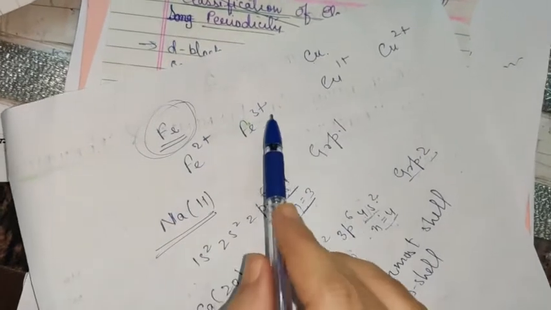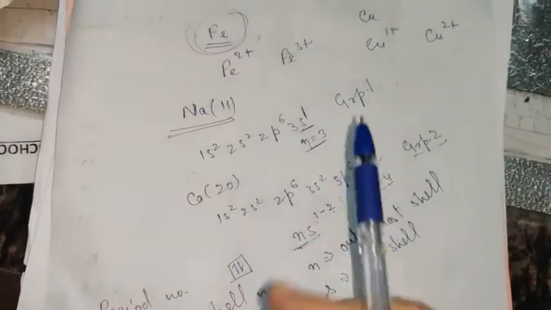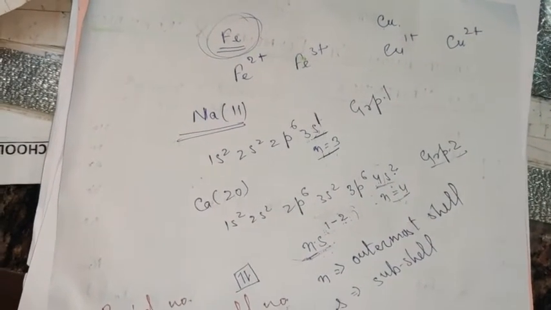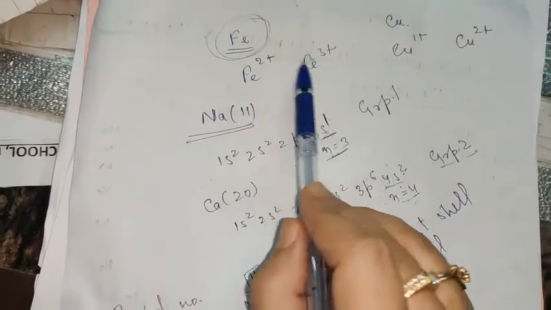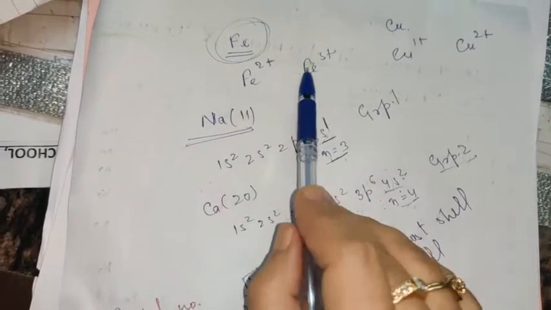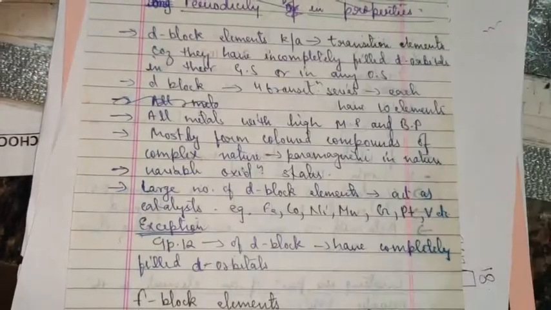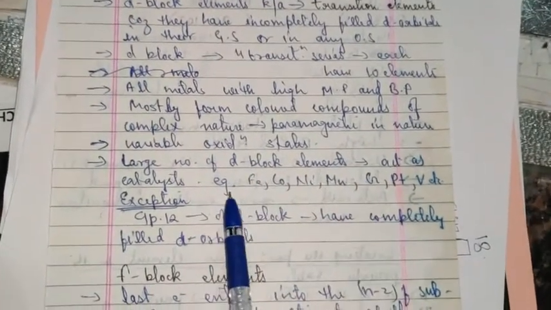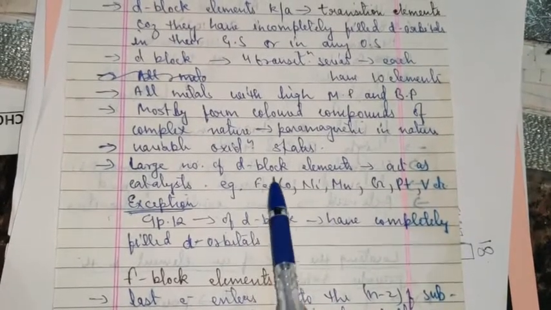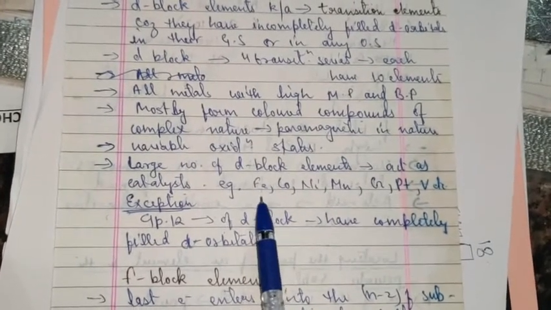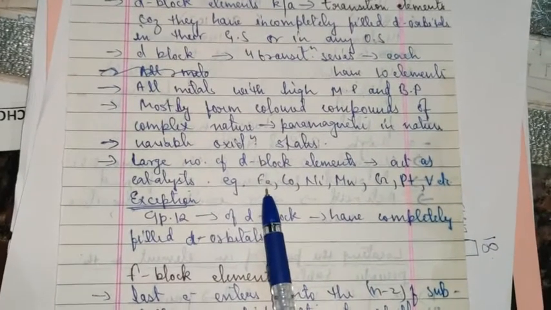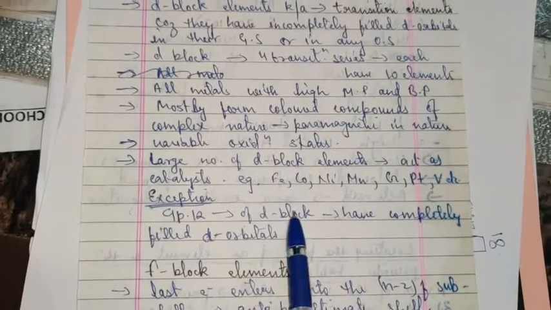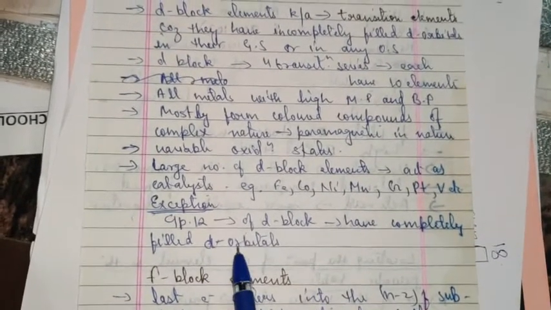So you will observe that most of the d block elements have variable oxidation states, and this is the reason they can be used as catalysts. Because of this tendency to show variable oxidation states, they behave as good catalysts also. So a large number of d block elements act as catalysts. An example is mentioned here: finely divided iron used in Haber's process in the manufacture of ammonia.